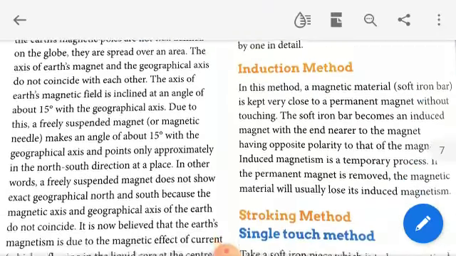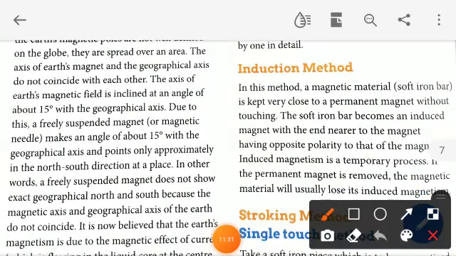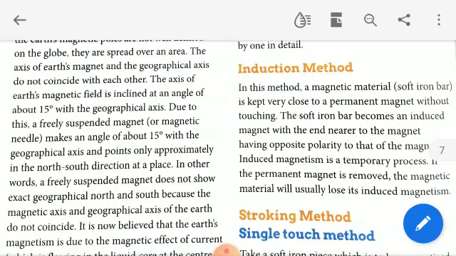In this method, a magnetic material, I hope you know very well, that is, which is attracted toward a magnet, like iron, steel, etc. So in this method, a magnetic material like a soft iron bar is kept very close to a permanent magnet without touching. What does it mean? You put a bar magnet, any permanent magnet, and from the other side you put any magnetic material and move that magnetic material toward the permanent magnet without touching it. The soft iron bar becomes an induced magnet with the end nearer to the magnet.